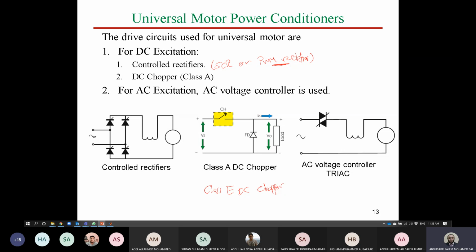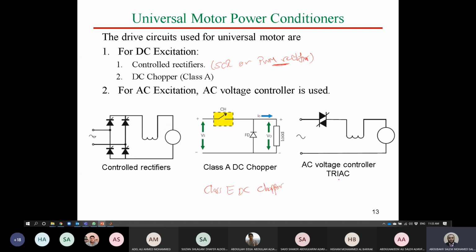This is in order to make motor reversal for the universal motor, in order to reverse the direction of the universal motor. But if you are going to supply the machine by AC supply, you can connect it directly to the supply. However, if you'd like to control the voltage value, you can use a very simple triac. A triac is nothing but a back-to-back thyristor. It's an AC chopper, and it's very cheap.